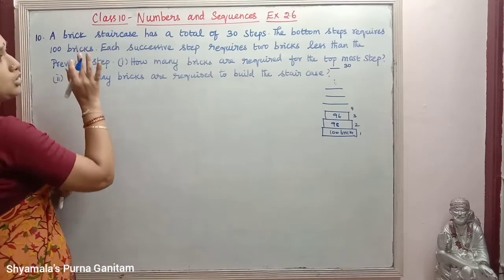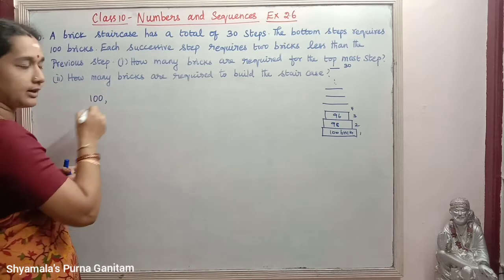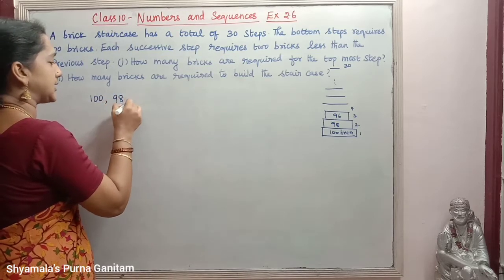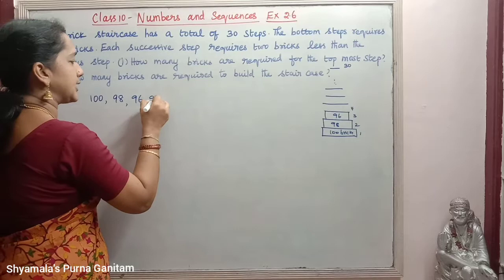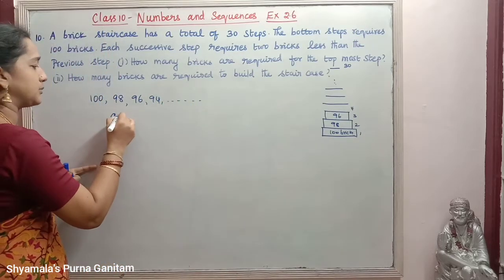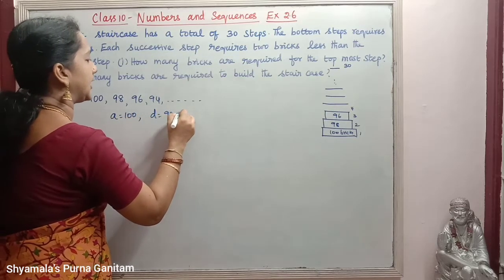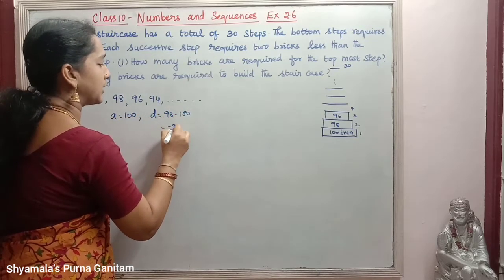So the first one is 100 bricks. Then the next, 2 less, that is 98. Then 96, 94, like that it will go. So A is the first term, A is 100, and D, the difference, is 98 minus 100, that is minus 2.